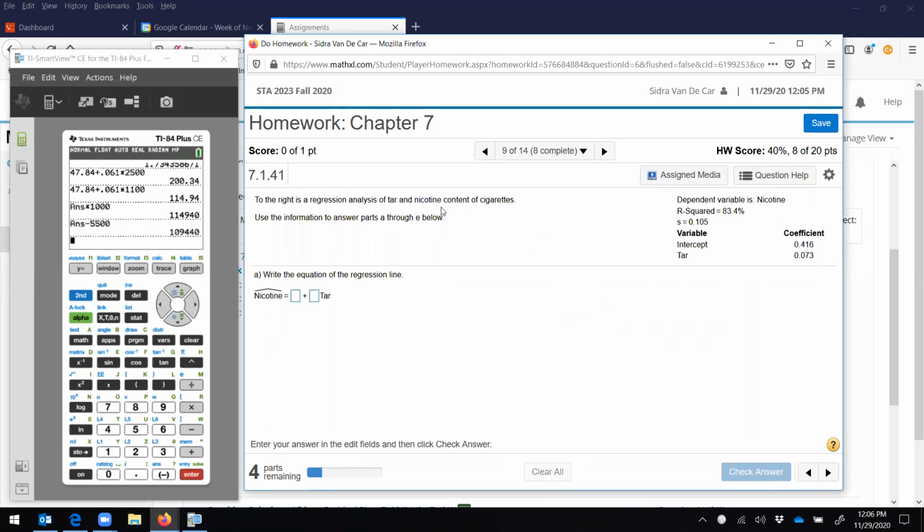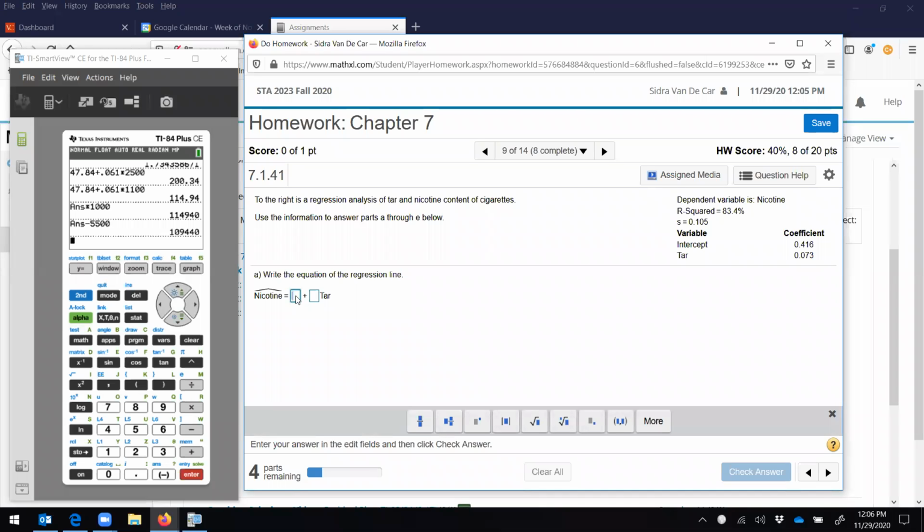To the right is a regression analysis of tar and nicotine content of cigarettes. Use the information. Okay, we want to write the regression. So our intercept is 0.416 and the coefficient is 0.073. So we want to go intercept comes first, 0.416, and then the slope times the tar is 0.073.